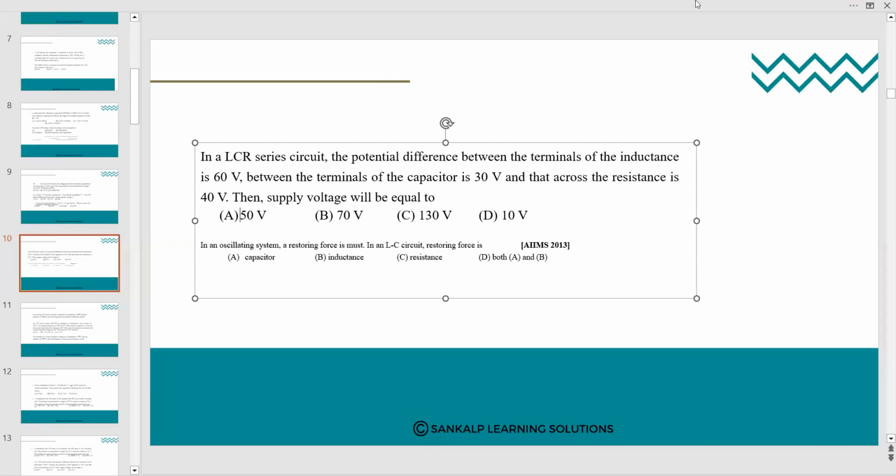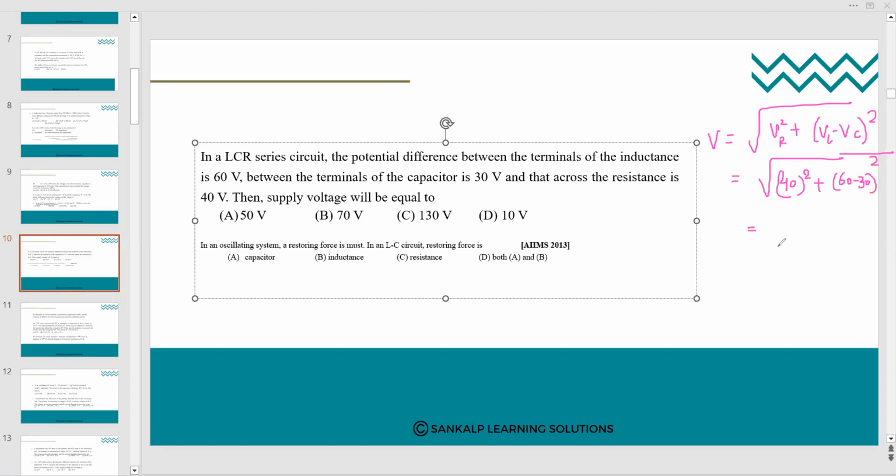Here, V is equal to under root of VR square plus VL minus VC whole square. So this is equal to VR is 40 square plus VL minus VC. That is nothing but 60 minus 30 whole square.